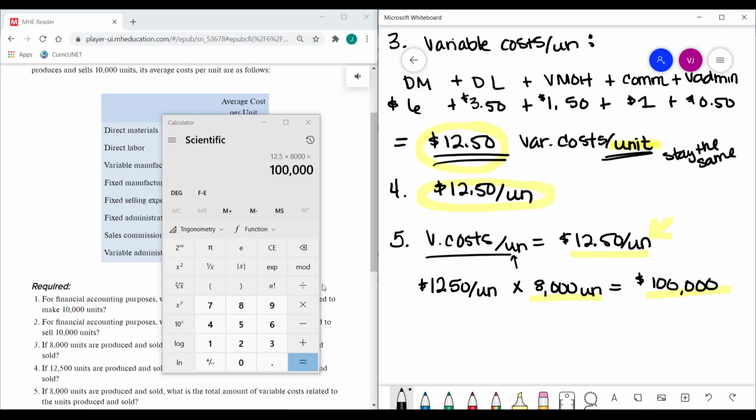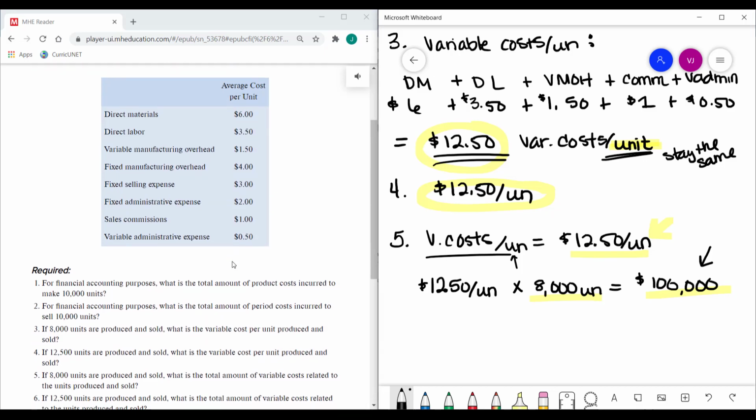Okay, we used this per unit amount, multiplied it out by the level of activity that we're talking about, to find that when we make and sell 8,000 units, this is the expected and estimated amount of total variable cost. And we know that $100,000 is a mixture of variable product and variable period costs. Okay, very good. On to number 6.